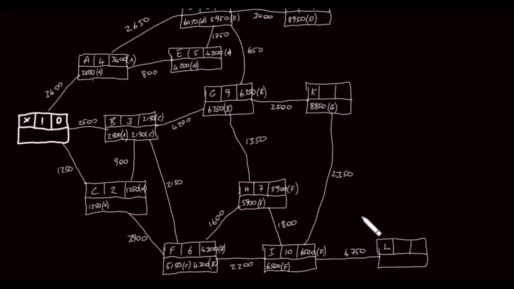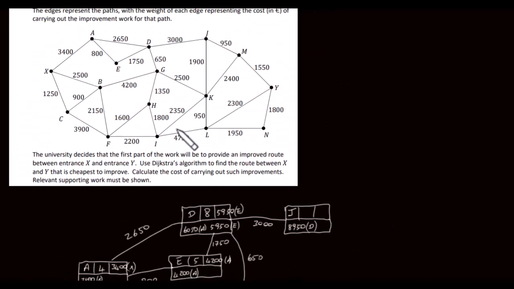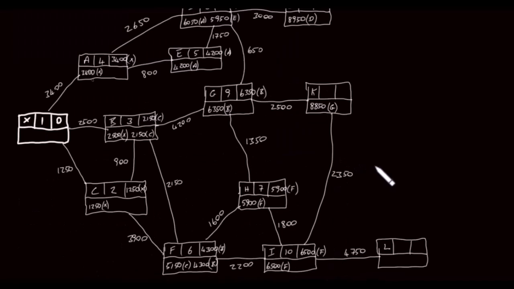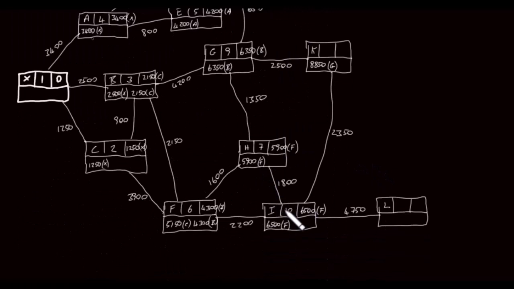Okay, so that was I. So we have that connected to everything it should be connected to at this stage, I think. We have that one, we have that one, we have K, and we have L. So let's just add these up then. That's already done, that's already done. So we need to add 6500 to 2350. That should give us 8850. So that's the same here, so we don't have to worry about that.